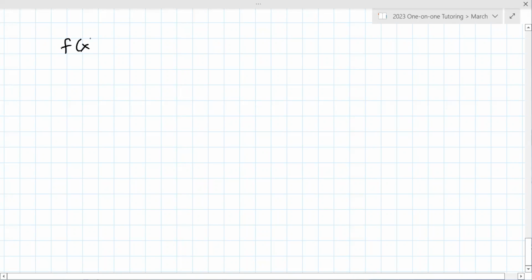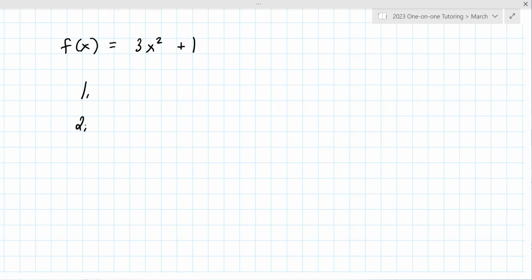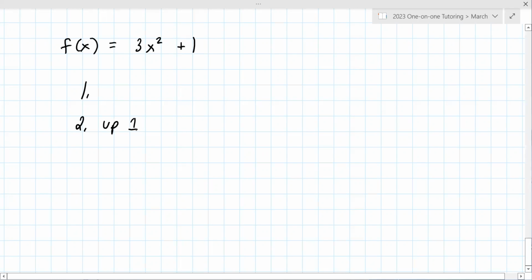That's great. It's awesome. Let's say f of x is 3x squared plus 1. Can you tell me the two transformations of this, please? The first transformation is up 1, that actually comes second. And then vertical stretch of 3.